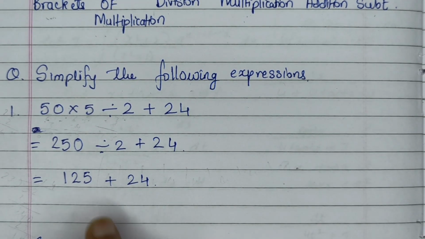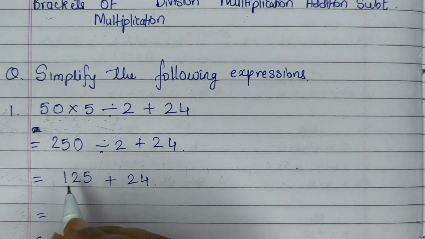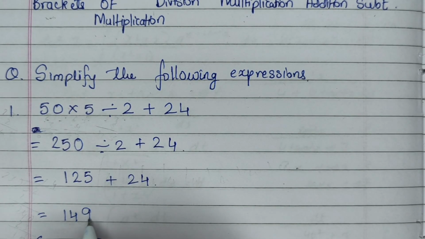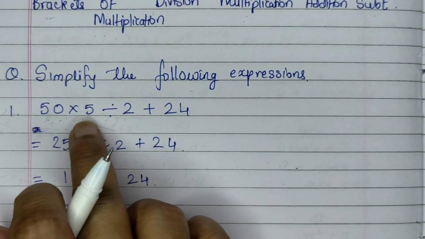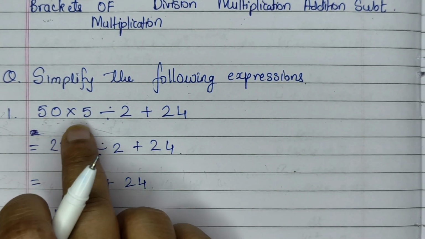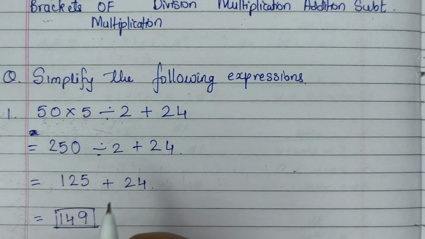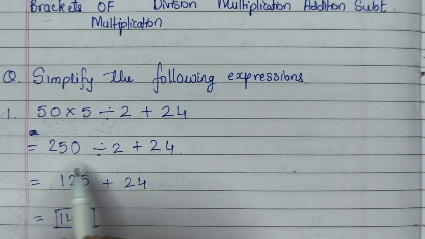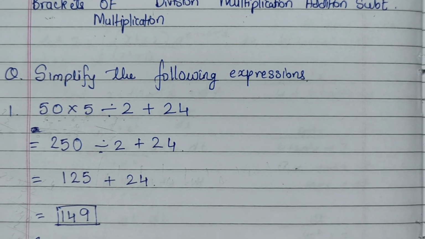Then what is the next step? Now there is an addition sign, plus sign over here. That means we are going to add it. Understood? 125 plus 24 is 149. So understood what we did here, children? First you multiply. Don't go to divide this because you cannot divide 5 divided by 2. So first you multiply this and then the rest of the process you go step by step. When you multiply, you get 250, you divide by 2 and then you add 24 in it. Understood?